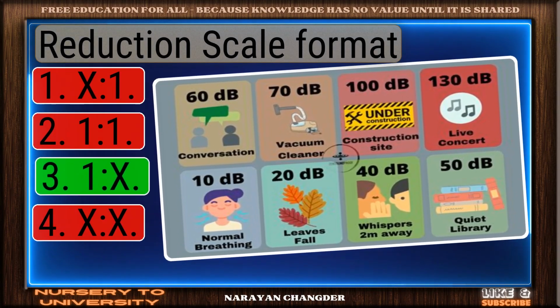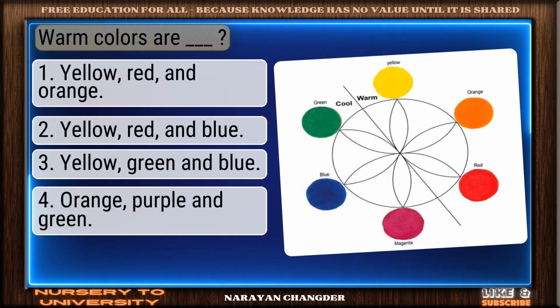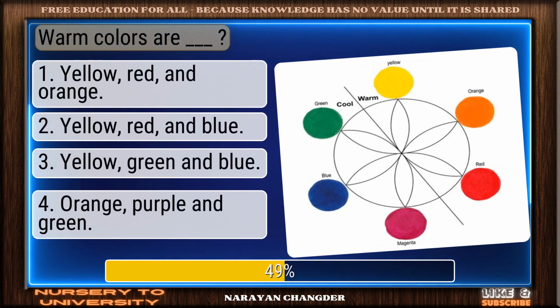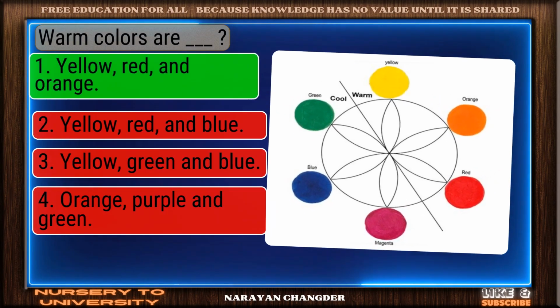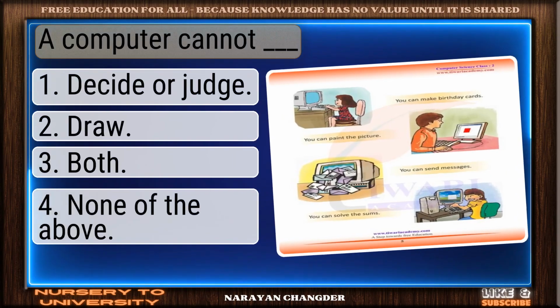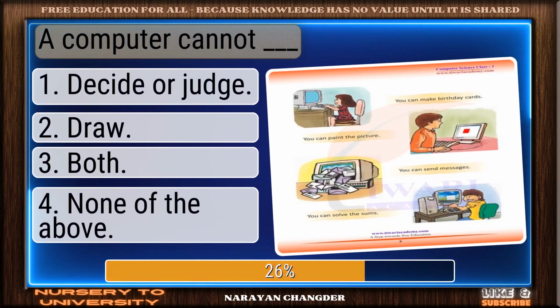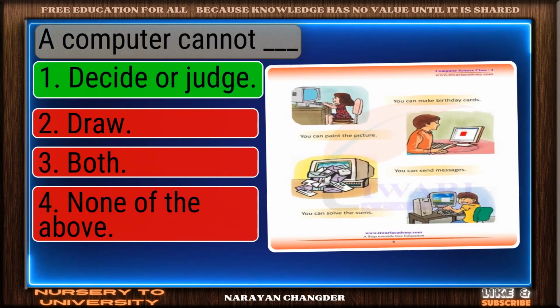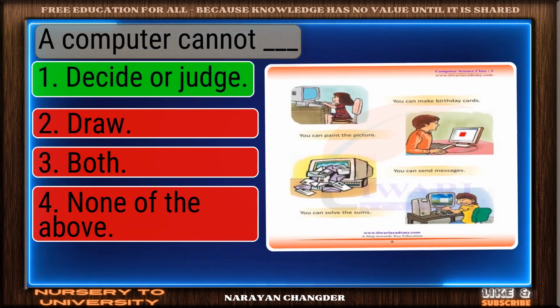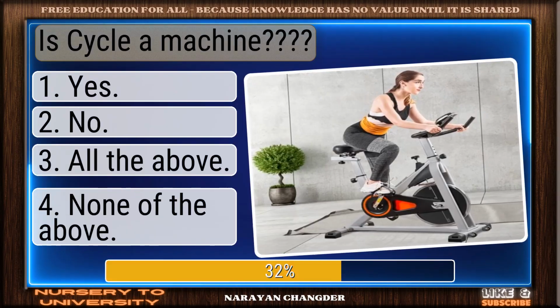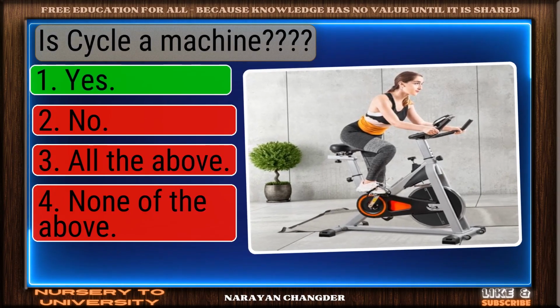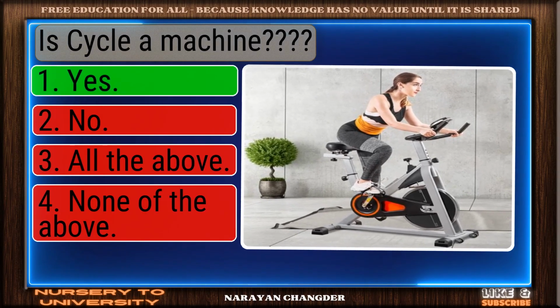Great thinking. 1:2 is right. Warm colors are dash. Correct. Yellow, red, and orange is spot on. A computer cannot dash. Good job. Decide or judge works well. Is a cycle a machine? Strong choice. Yes is right.